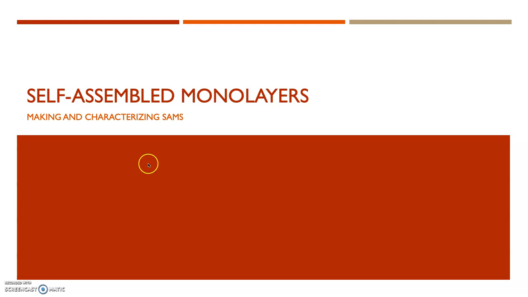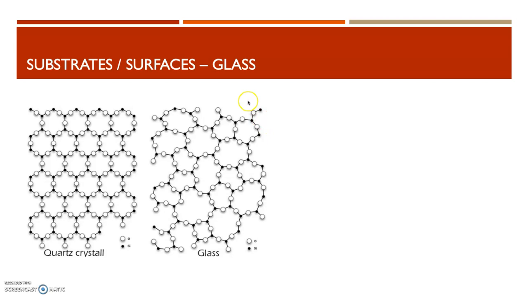This week, you're going to make your first self-assembled monolayers, and we're going to characterize them using your contact angle instruments. The substrates that you'll be using this week will be glass and a silicon TEOS. So glass is just silicon dioxide, and it can have two different forms.